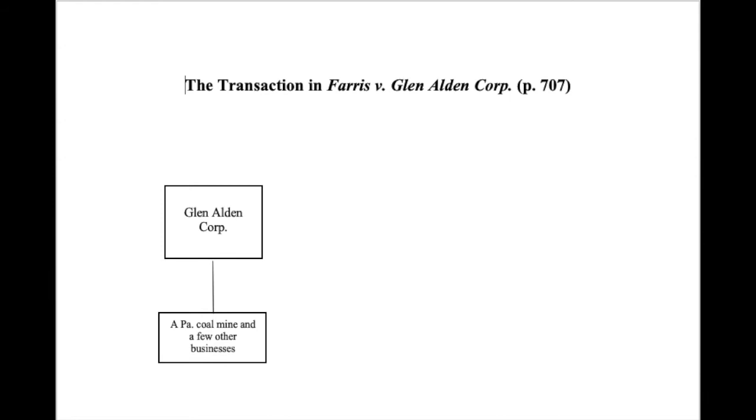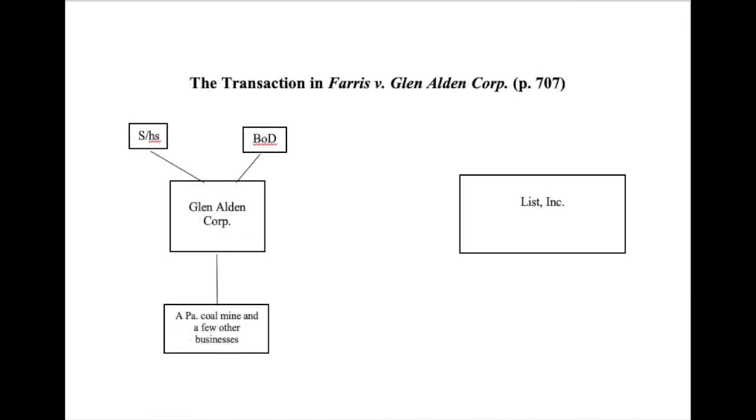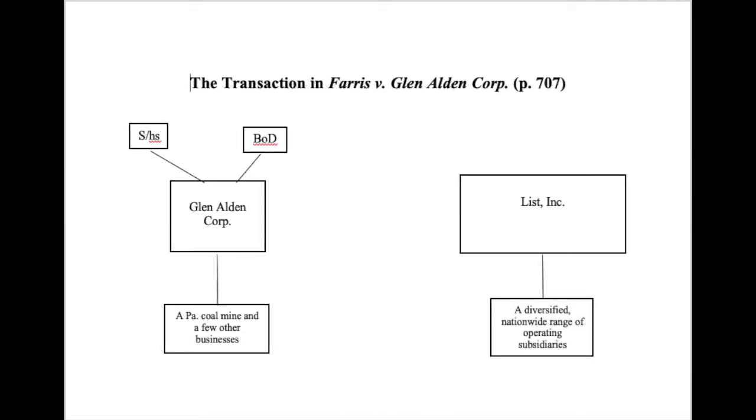The firm was also struggling financially. Like other firms, Glen Alden had shareholders and a board of directors. So Glen Alden, in part to deal with its financial problems presumably, decided that it wanted to have a relationship with a firm called List Incorporated.